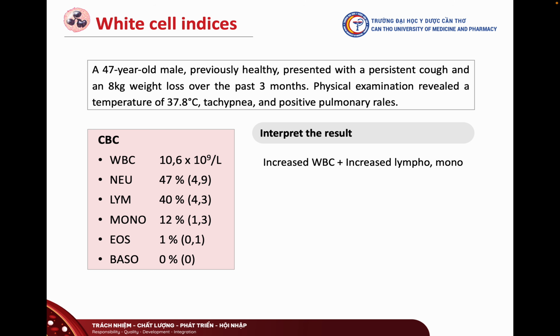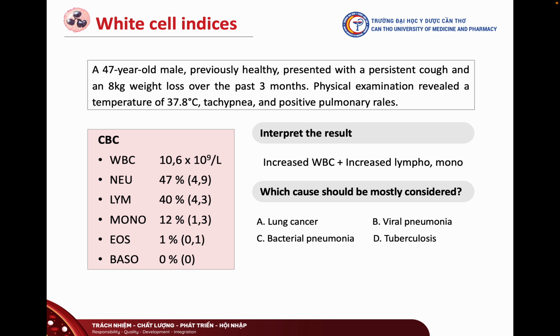Now let's think about what cause must be considered. Okay, now let's think about this. The chronic cough, low-grade fever, weight loss, and increased lymphocytes and monocytes all point toward a chronic granulomatous infection, and tuberculosis is the classic one. So our correct answer is D.